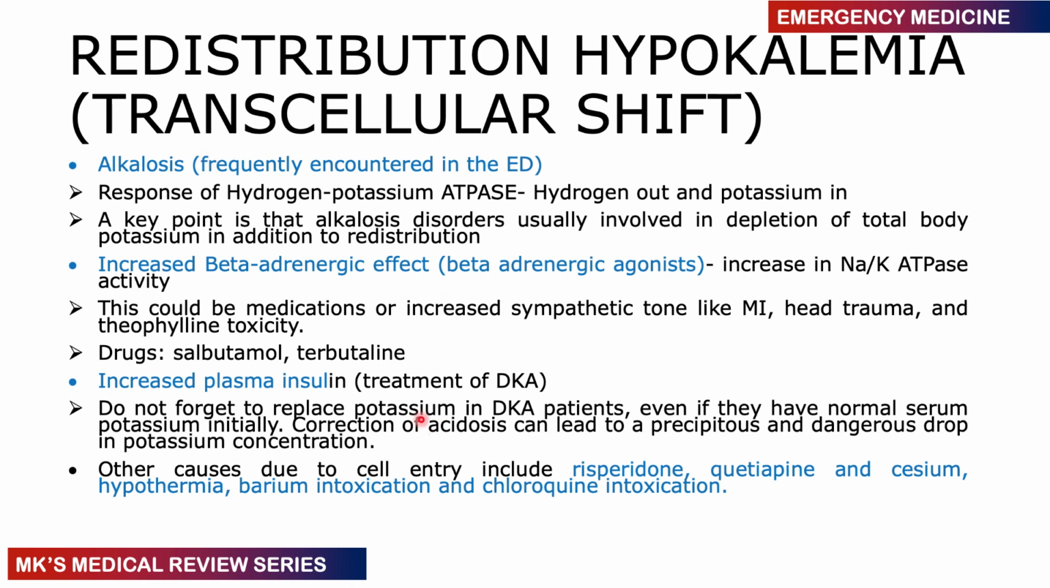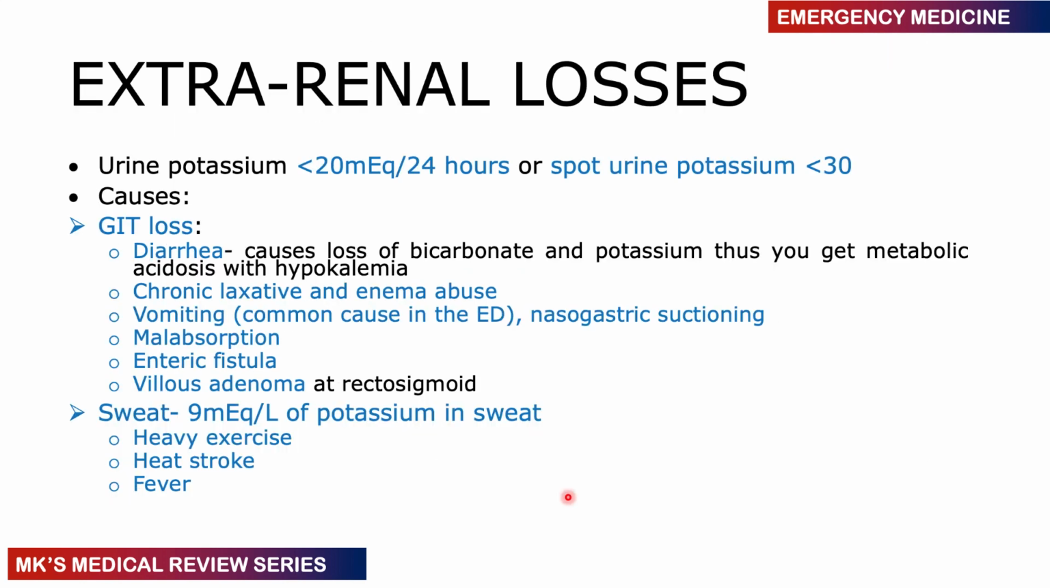Other causes of cell entry include drugs like risperidone, cesium, quetiapine, hypothermia, barium intoxication, chloroquine intoxication. You may have extra-renal causes. Remember, these are things that are causing you to lose potassium, but not from the kidneys. So if you actually check the levels of potassium that are excreted from the urine over 24 hours, it's less than 20 milliequivalents. And if you just measure the concentration of potassium at any point in the urine, it's less than 30.